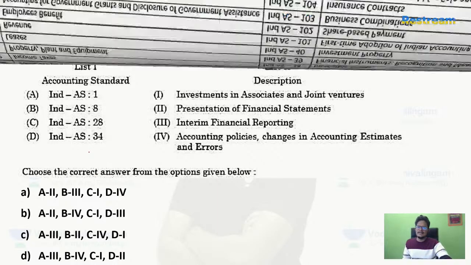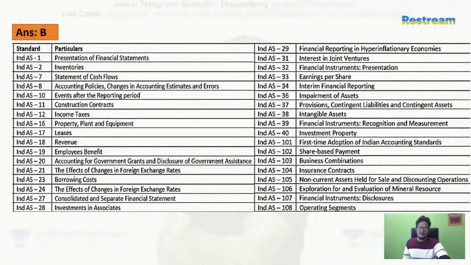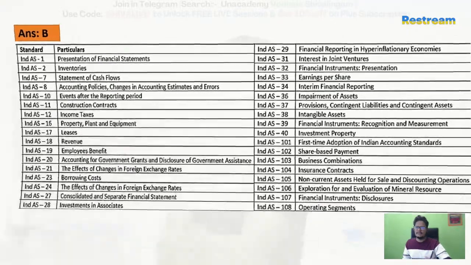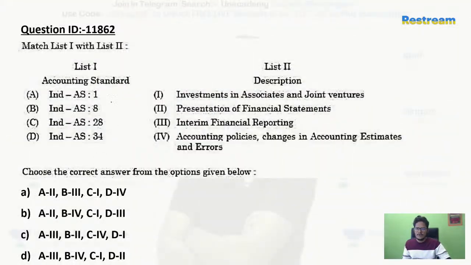So your answer is option 1. One is the correct answer. That is, Ind AS 1 is presentation of financial statements, Ind AS 8 is accounting policies, changes in accounting estimates and errors, Ind AS 28 is investments in associates and joint ventures, and Ind AS 34 is interim financial reporting.